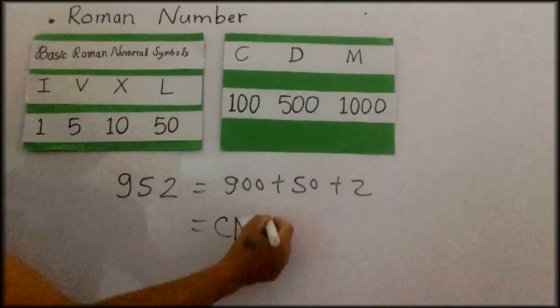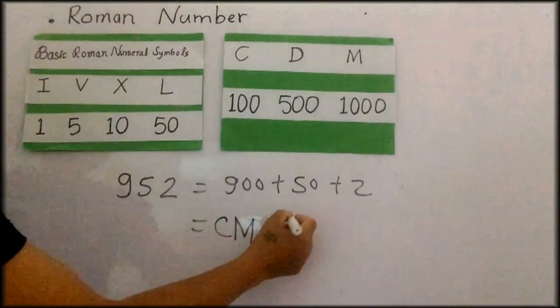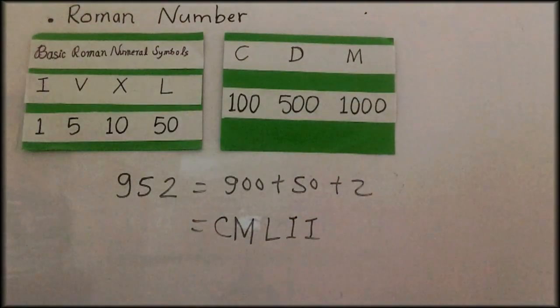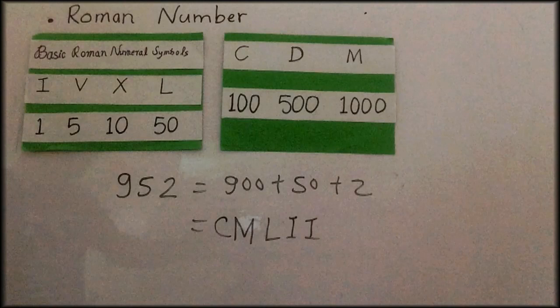952. 900 plus 50 plus 2. So 900, how can you write 900? You don't have a symbol for 900, so write M, 1000, first. 1000 minus 100 is 900. 50 is L, and 2 is II. So in this way we can write 3-digit numbers also very easily.